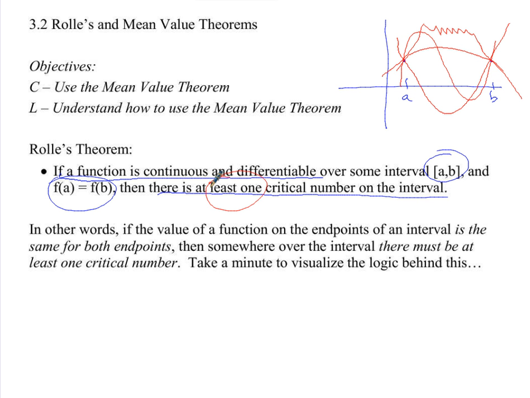But there is definitely at least one, because the function is continuous, and that means that the graph has no choice but to change directions somewhere along the way so that it can go back through that other point. Unless it's a horizontal line, and then in which case, why do we care? Because it's just a horizontal line. So in other words, if the value of the function on the endpoints of the interval is the same for both endpoints, then somewhere over the interval there must be at least one critical number, and this is why. It's just forced into having that be the case.